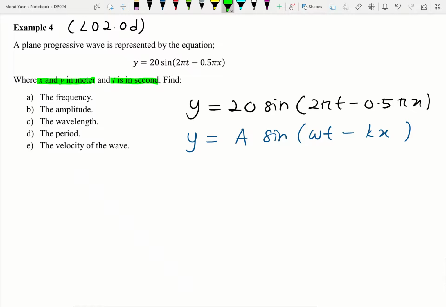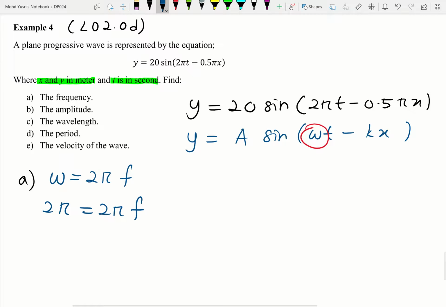Okay, so the first question A, we want to find the frequency. Okay, so to find frequency, we can get it from the value of omega, because omega is equals to 2 pi times f, and from this questions, omega itself is equals to 2 pi, so 2 pi is equals to 2 pi f, and you don't even need to use calculator to know that f for question A is 1 hertz. That is A, very simple.